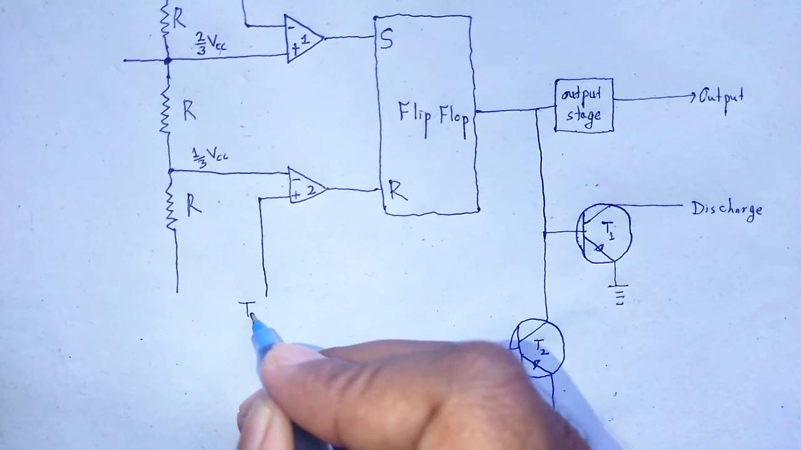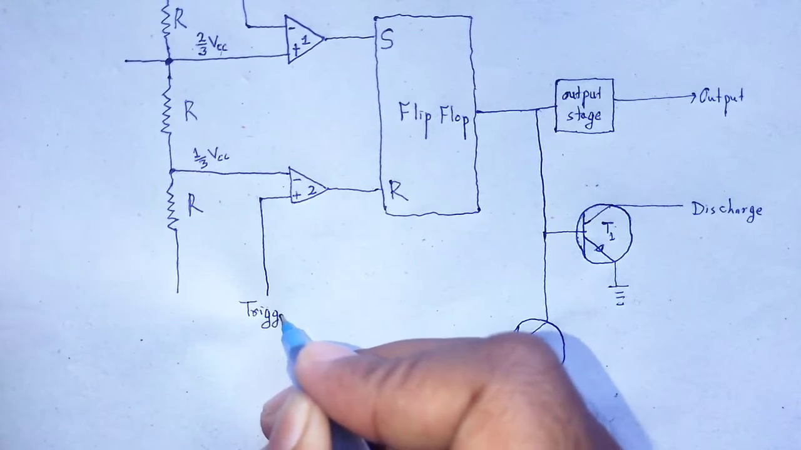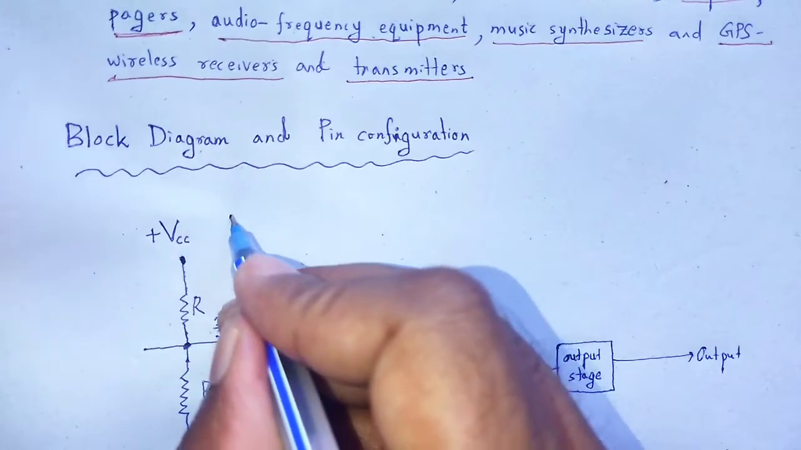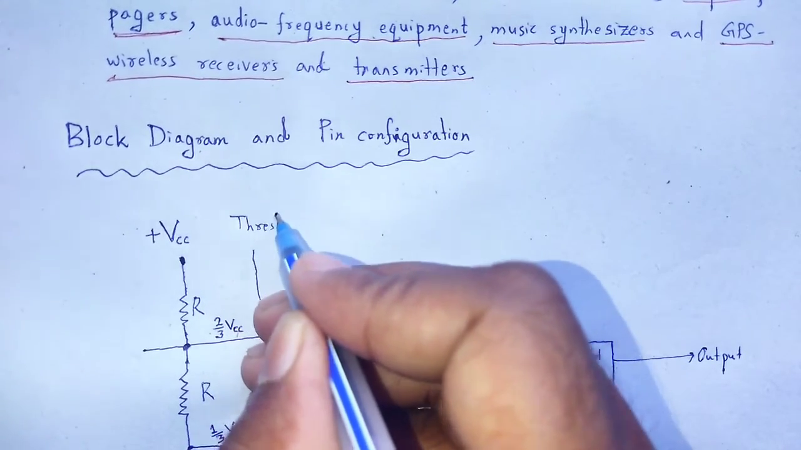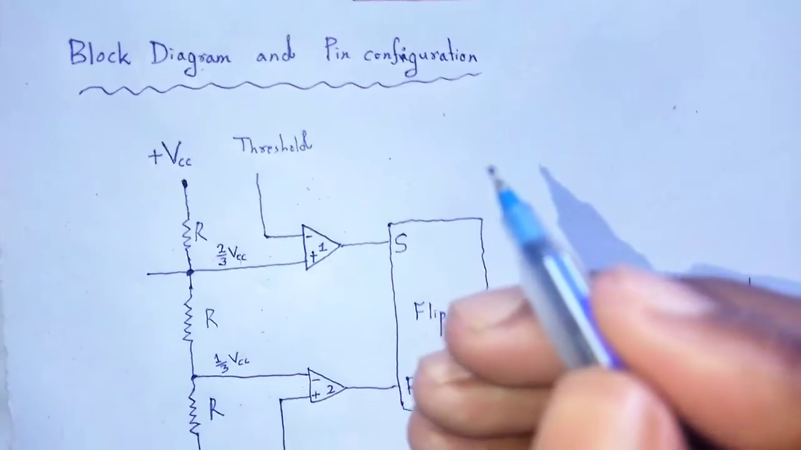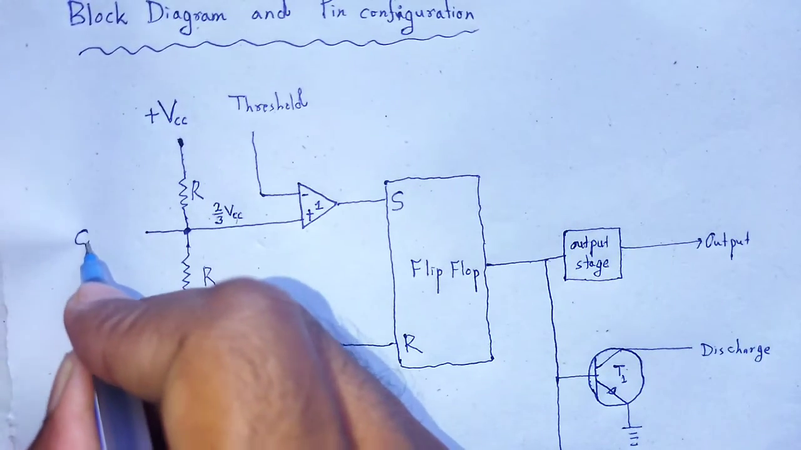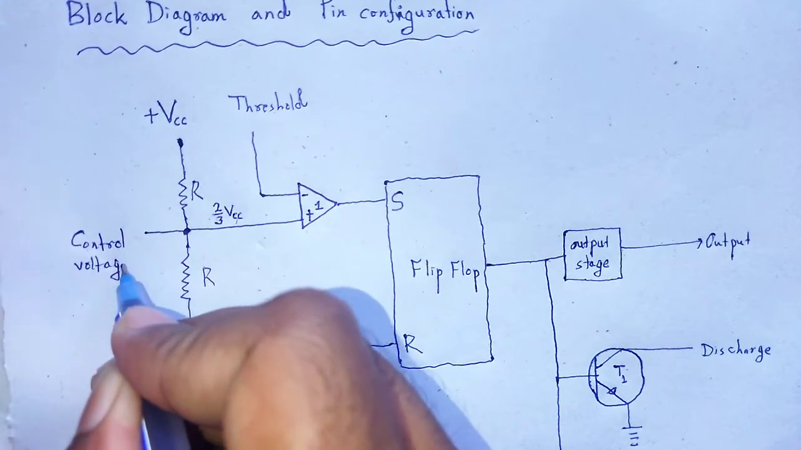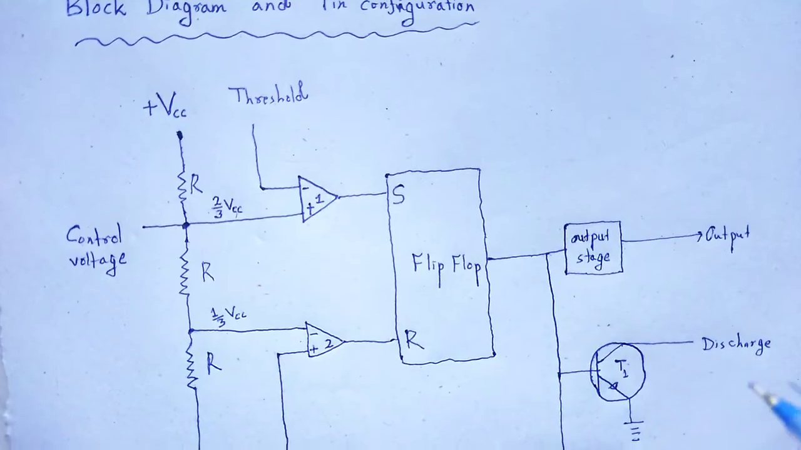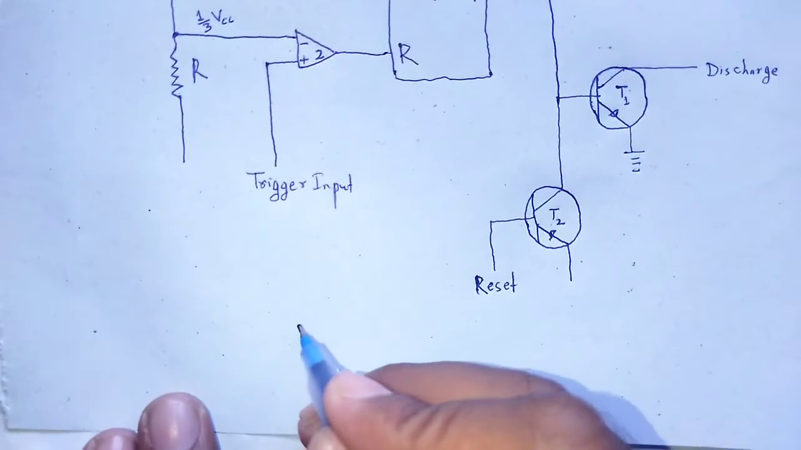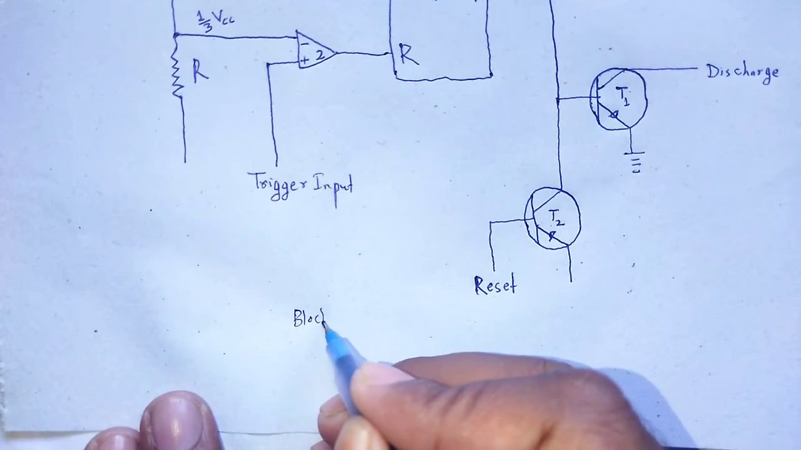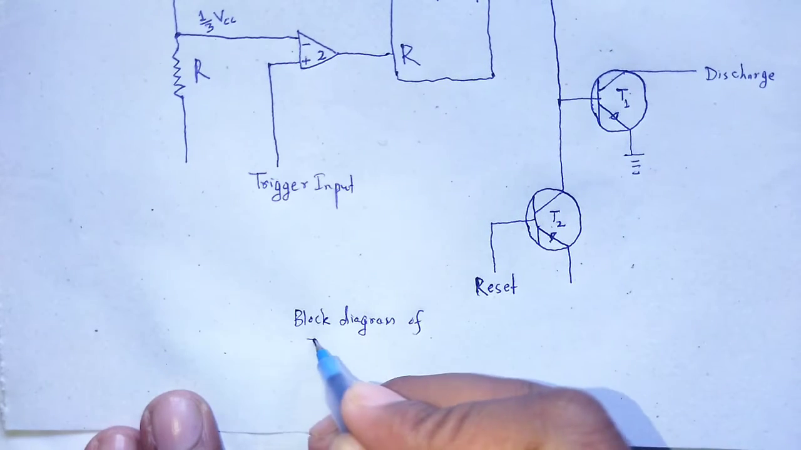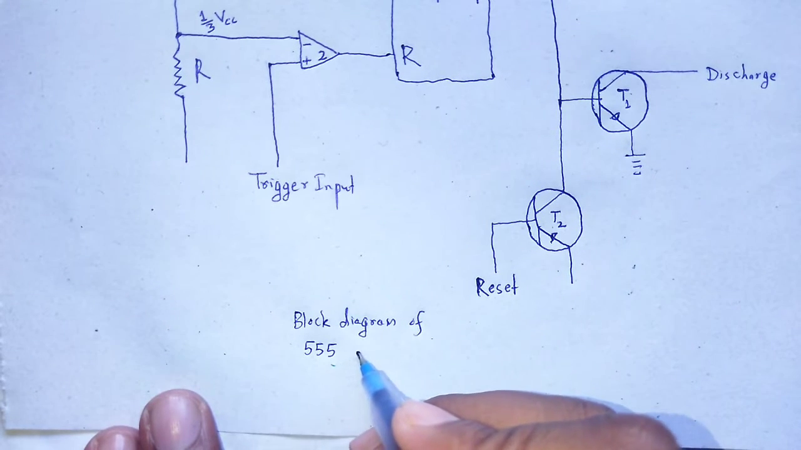That comparator is for the trigger point, the trigger input, that is threshold, this is the control voltage. This is the block diagram of the 555 timer IC.